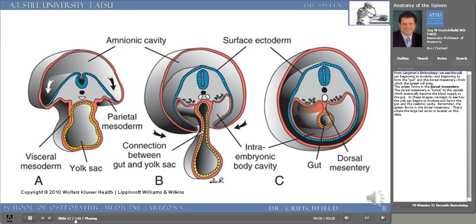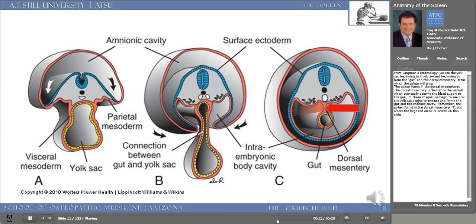The spleen forms in the dorsal mesentery. The dorsal mesentery is home to the vessels which will eventually supply the blood supply to the gut. In these images, we see how the yolk sac begins to involute and forms the gut and the coelomic cavity.